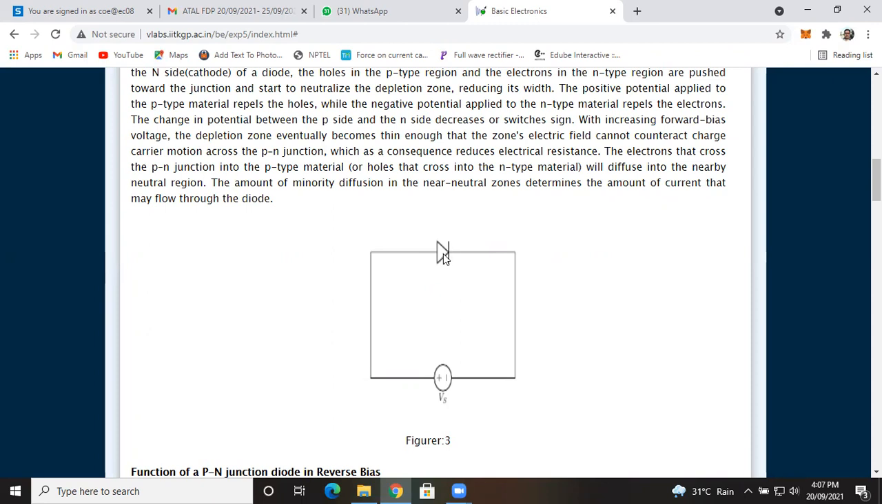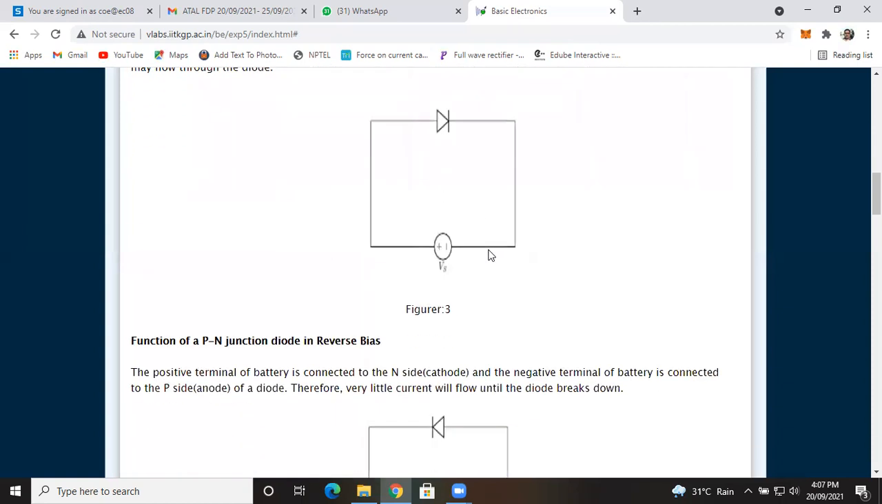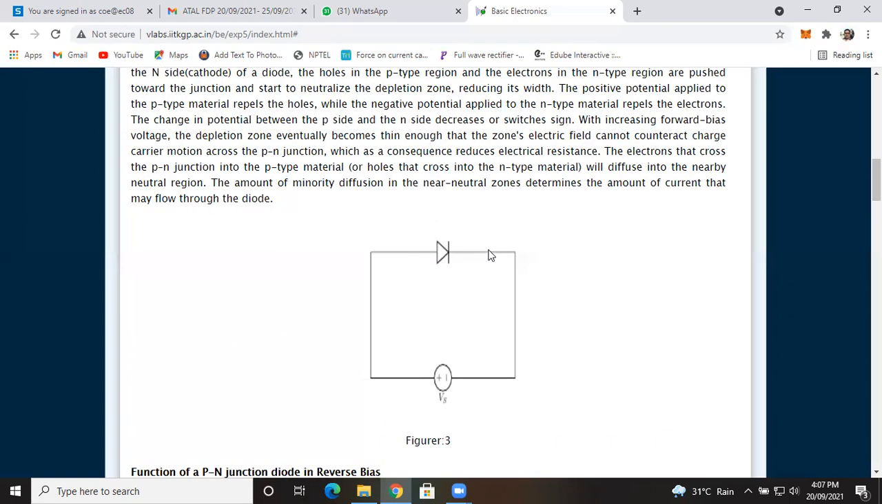It means that the arrow will represent the p-type semiconductor and this bar will represent the n-type semiconductor. Simple thing is that.